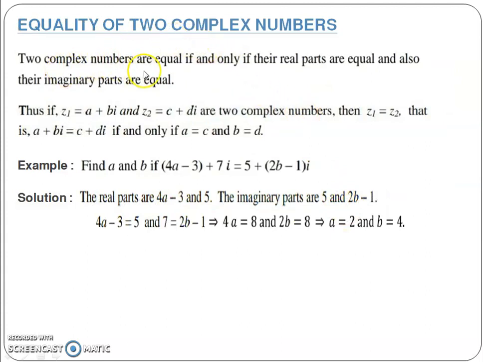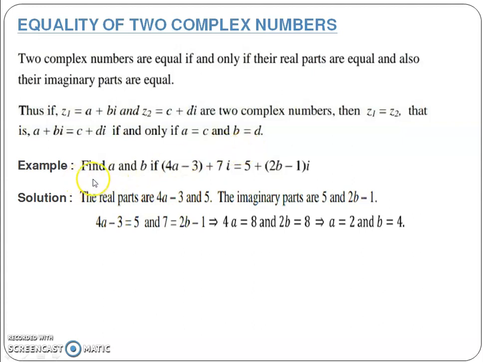Two complex numbers are said to be equal if and only if their real parts are equal and also their imaginary parts are equal. So if I have complex numbers, say z1 equal to a plus b iota and z2 equal to c plus d iota, and I say that z1 is equal to z2, then the real parts of both the numbers, a should be equal to c, and the imaginary parts of both the numbers should also be equal.